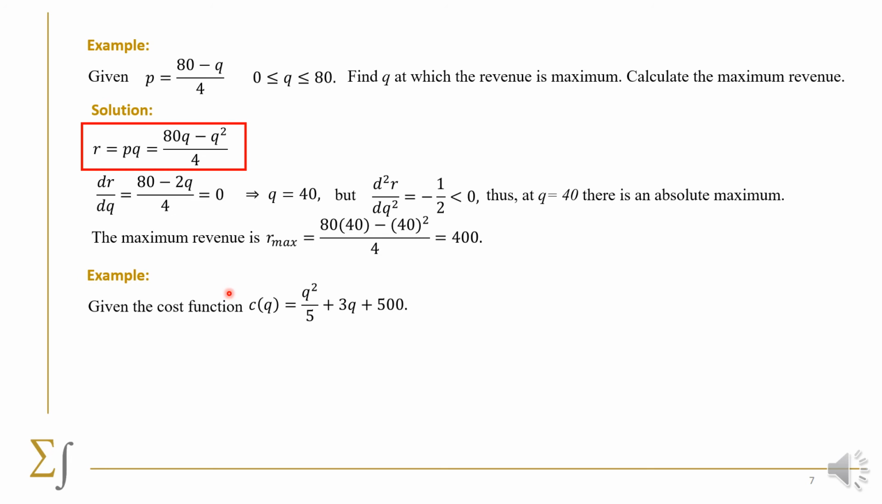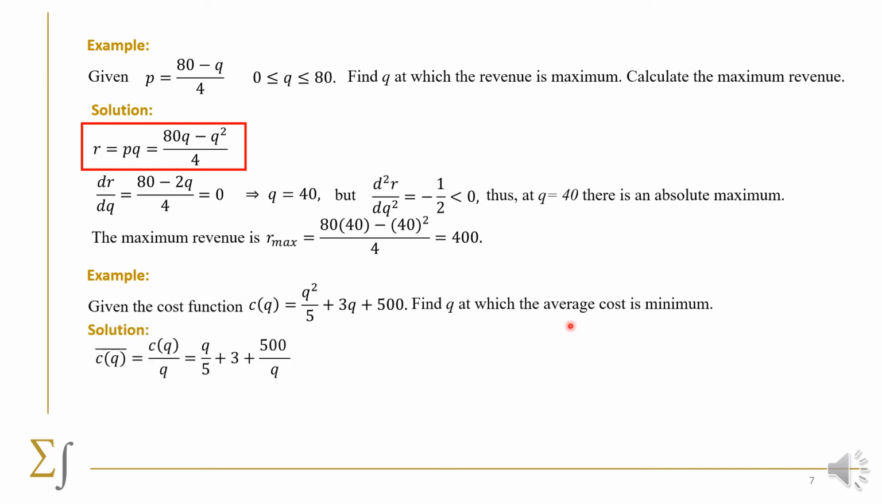Now, let's take another example. Given the cost function, C of Q is equal to Q squared over 5 plus 3Q plus 500. Find the Q at which the average cost is minimum. We are given the total cost and we are asked to find Q which minimizes the average cost.